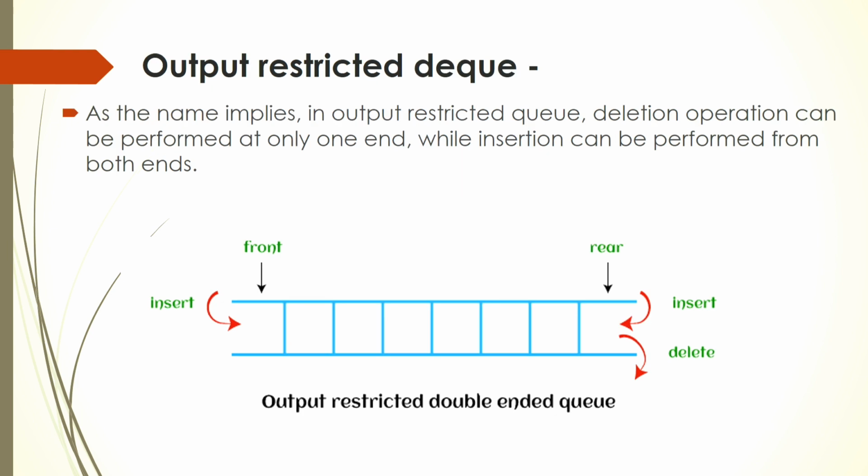The second one is output restricted DQ, which means that the same thing will be applied, but here the insertion will occur at both the ends, that is front and the rear, and the delete operation will occur only at the rear part. As the name implies, in output restricted queue, deletion operation can be performed at only one end, while insertion can be performed from both ends.